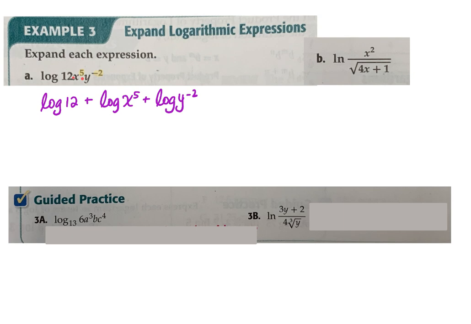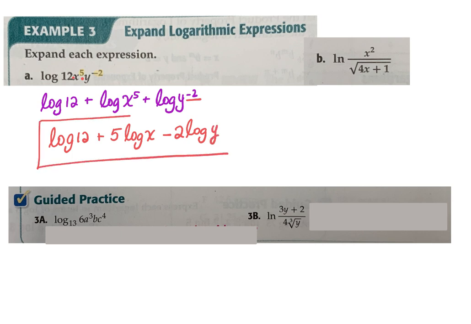I'm not done expanding. I still have exponents. What do I do with those exponents? Put them in front. So I have log 12 plus 5 log of x, and because this is a negative, I'm just going to say minus 2 log of y. That is completely expanded. I cannot expand it anymore.